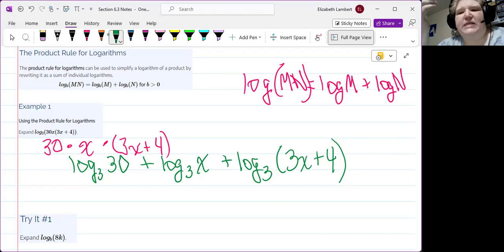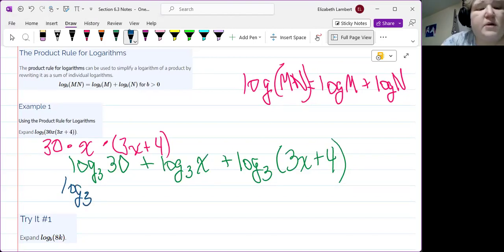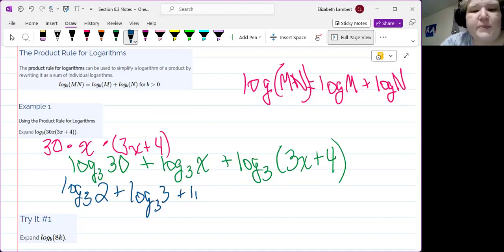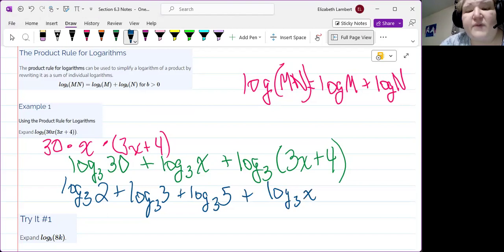But 30 is 6 times 5, which is 2 times 3 times 5. So this will become log base 3 of 2 plus log base 3 of 3, which we could actually turn into 1, plus log base 3 of 5, plus log base 3 of x, plus log base 3 of 3x plus 4.